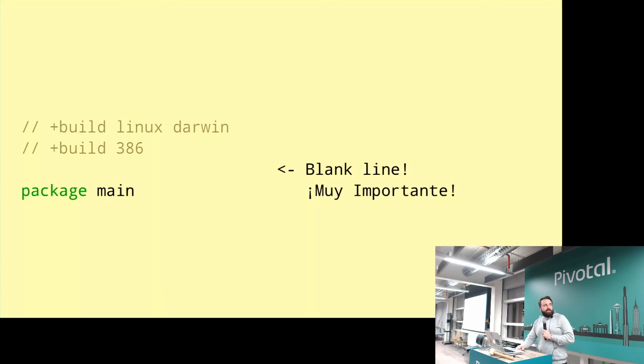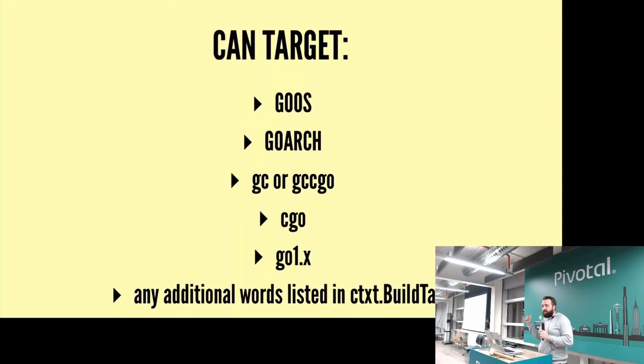So what kind of things can we target with build tags? There's a big list. So operating system and architecture are the big ones that you see a lot. These can also be done by file name. So if you have a _linux.go on your file or _darwin or whatever, that's all we'll say about that for now.